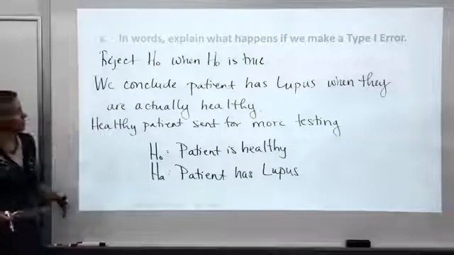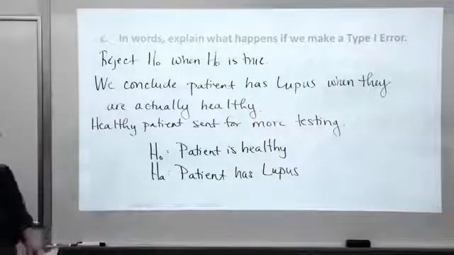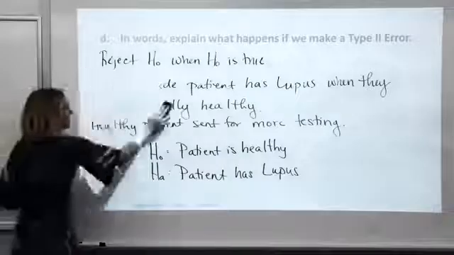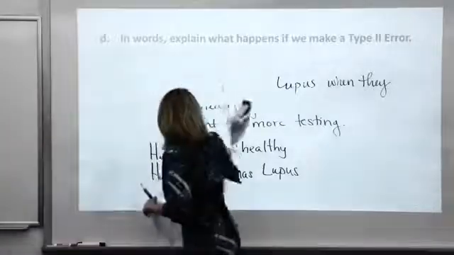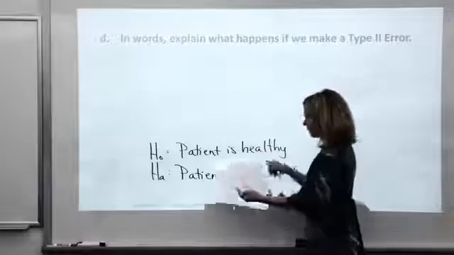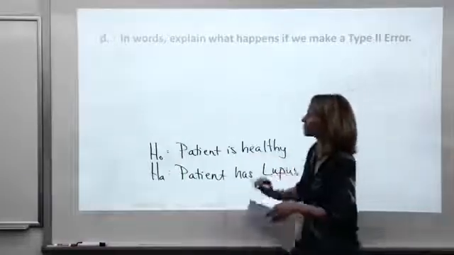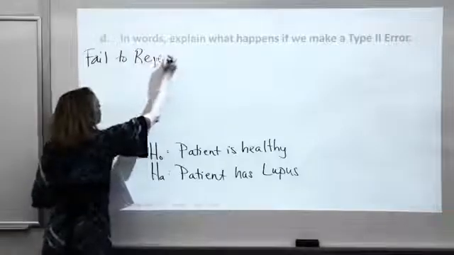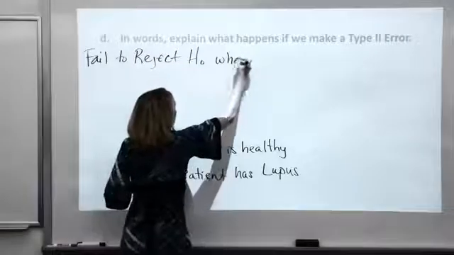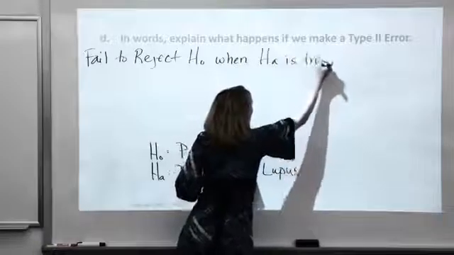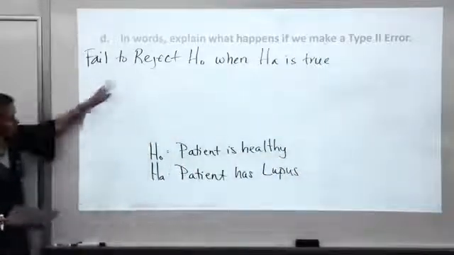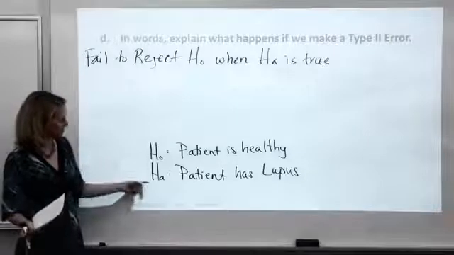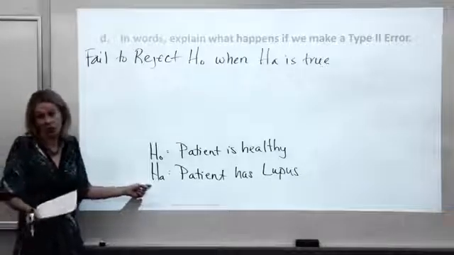Part D is going to be what happens if we make a type 2 error. A type 2 error happens when you fail to reject the null hypothesis, so we keep this, when in fact the alternative is true. All right, what's that mean for this one? If we fail to reject the null hypothesis, we're concluding the patient's okay, the patient's healthy, when in fact the patient has lupus. So this is pretty bad.